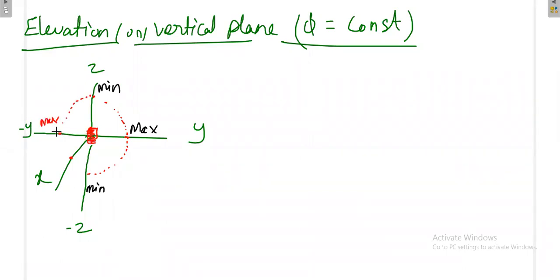Because now I am on the horizontal plane, XY or X minus Y, both are the same, all are horizontal plane. Now, if I come down like this, if I touch here, then again I'll get minimum. So what is happening? If you draw it properly on a plain 2D paper, I can draw like this.